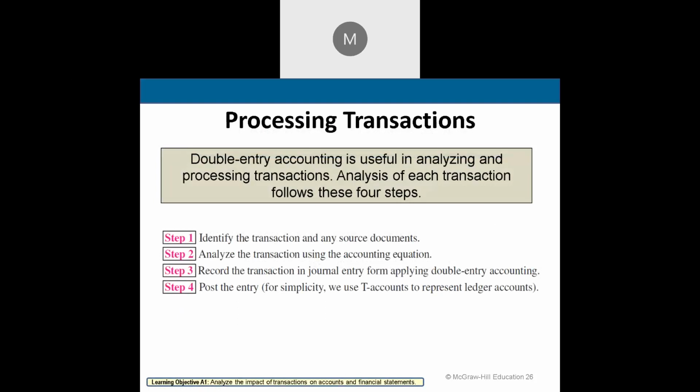For every transaction, as you know, there are two accounts. One account gets debited, the other one gets credited. That's for every single transaction. We follow the 4 steps to create the transactions. Source documents come first, then we figure out the impact on the accounting equation, we record the transaction using the debit and credit, and then we post it to our T accounts, our general ledger.